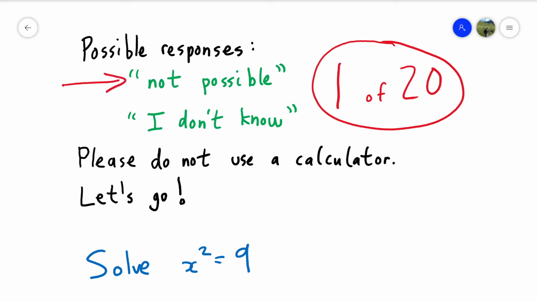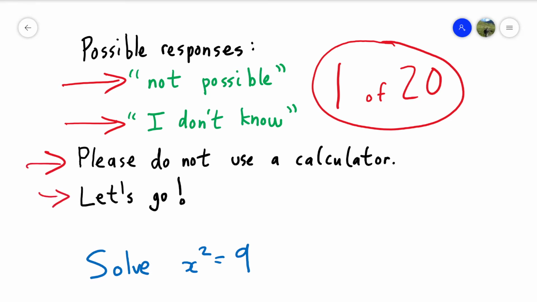Please remember that you are allowed to say not possible, because some of the questions aren't possible. And you're also allowed to say I don't know. If you don't know, you don't know. That's fine. If you're saying I don't know to every question, then there's an issue and you might think, well, maybe I'm pushing myself too hard. I should be going away and practicing some of the basic skills. Anyway, please don't use a calculator.